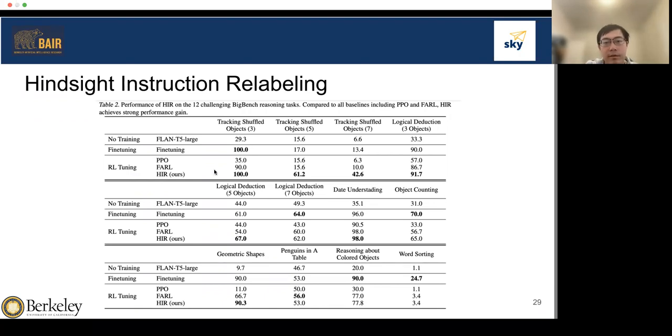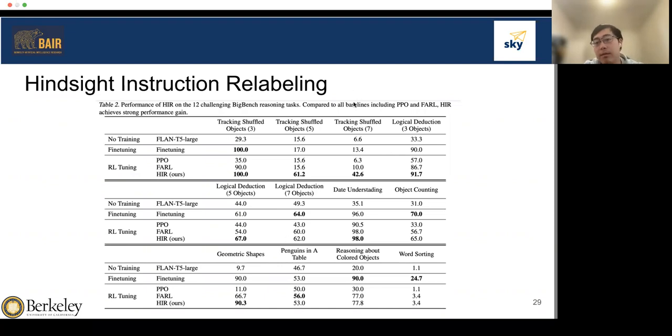So we can see that in some of these tracking shuffled objects tasks, we get pretty good improvement. Let's say for five tracking shuffled objects, no training gives about 15% performance. After training, we can get 60%. And we get 40% for tracking shuffled objects seven, which is shuffling seven objects. This also happens for logical deduction: we have a 50% improvement for three objects and then a 20% improvement. But for logical deduction of seven objects, we do observe that the fine-tuning baseline is a little bit better than what we have right now.